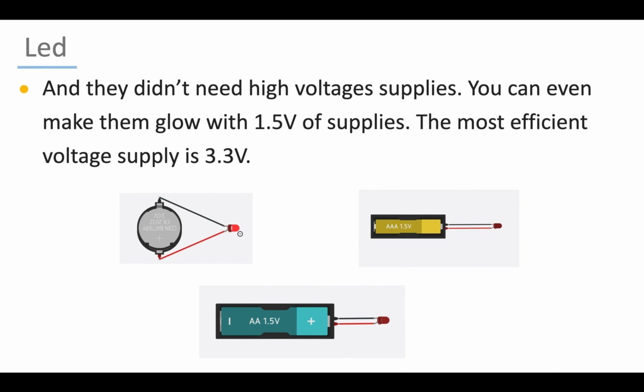And they do not need high voltage supplies. You can even make them glow with 1.5 volt supplies. However, the most efficient voltage supply is 3.3 volts. As you can see here, I have used AA and AAA 1.5 volt batteries. So you can power up the LED with any kind of batteries.